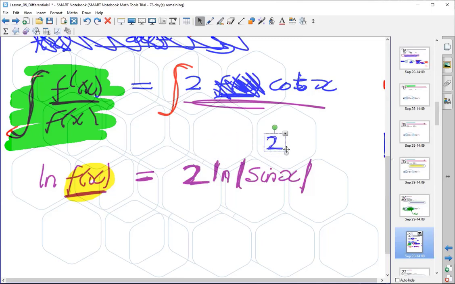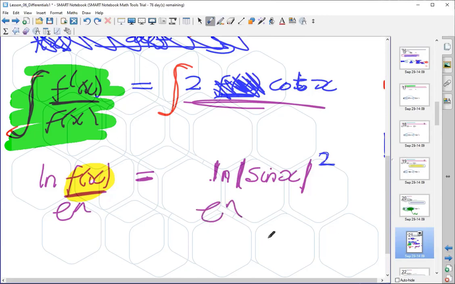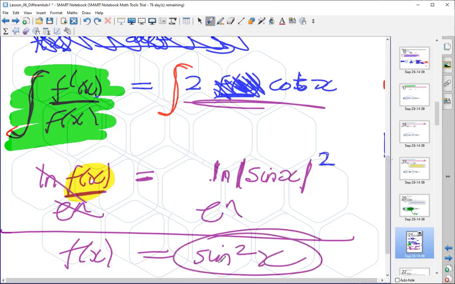Put it to the power. Yeah, because then both of them start with a ln at the front, and so if you do e to the power of both sides, it gives you f(x) is sine squared x. We figured it out. The thing that you have to multiply is sine squared x.